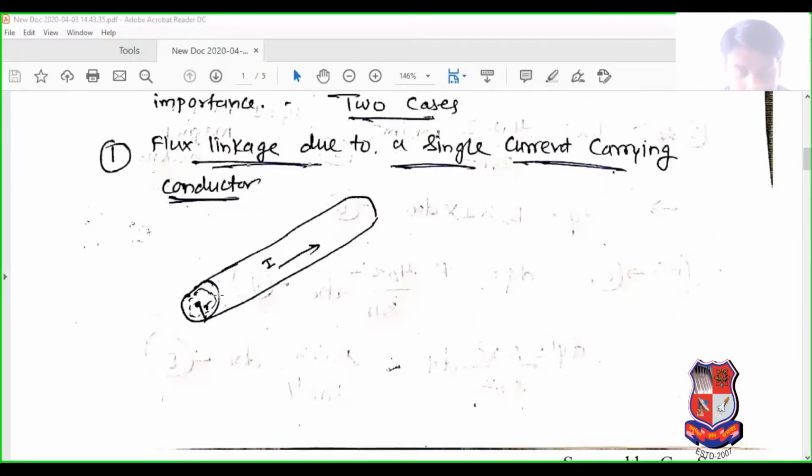If you want to calculate the flux linkage, then both the internal flux as well as the external flux outside the conductor will contribute. These two fluxes contribute to the inductance of the conductor. So whenever we talk about the calculation of inductance, we will consider the internal flux as well as the outside flux.